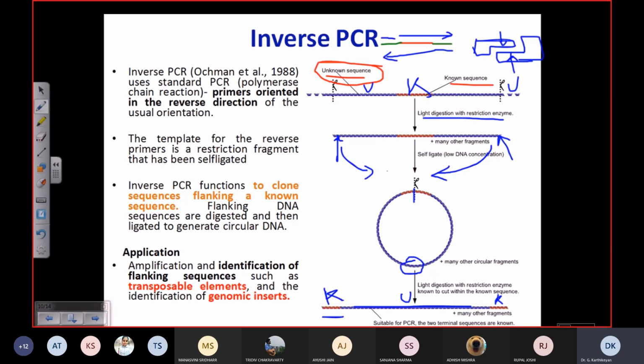Now you can see how intelligent the technique actually is, right? It's a very, very brilliant technique. This kind of inverse PCR can be used to identify transposable elements, as well as any kind of genomic inserts. Those are unknown inserts, and we can detect them utilizing this inverse PCR.